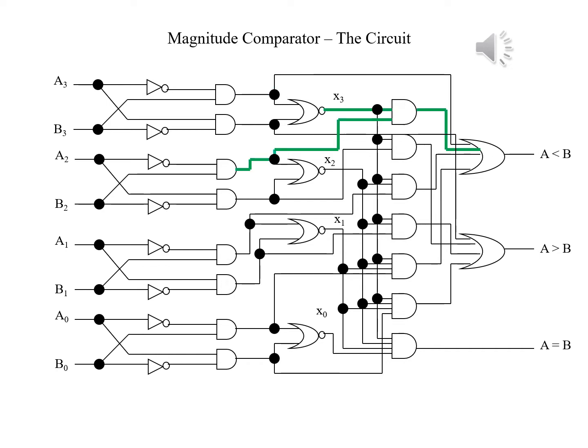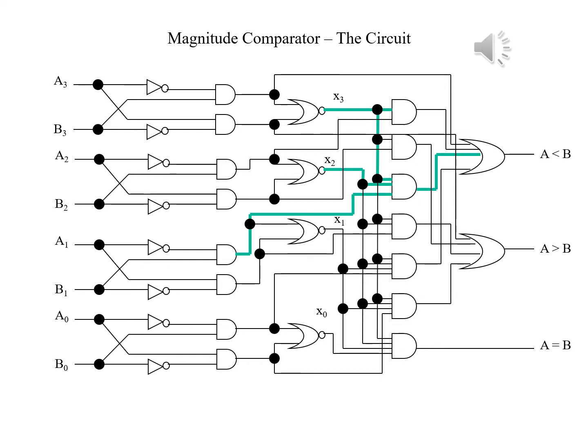In this slide, you see a different set of green lines. X3, showing that A3 and B3 are equal, goes into an AND gate, together with A2 prime B2, and then into an OR gate. So if the top bits are the same, and A2 is 0 and B2 is 1, we know that A will be less than B.